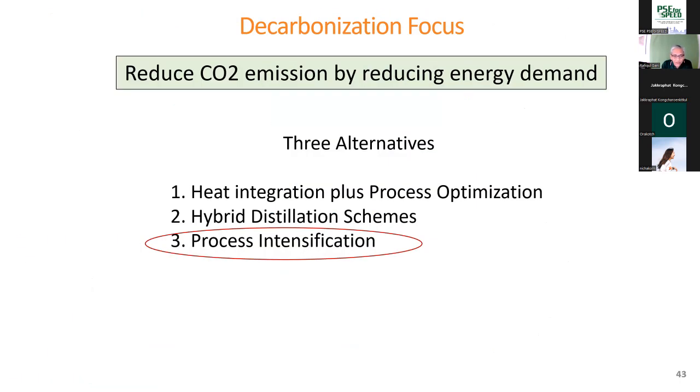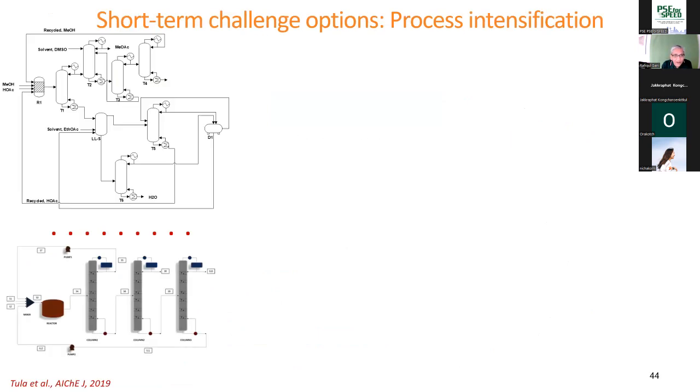Okay, with this, I go to the final part, which is process intensification. And there are many ways to do process intensification. The one I'm going to highlight is reactive distillation. So if you look at these two processes, here is a reactor, here is a reactor, followed by separations. And the reaction is exothermic. And the separations are all vapor liquid.